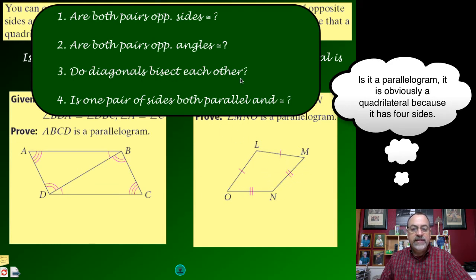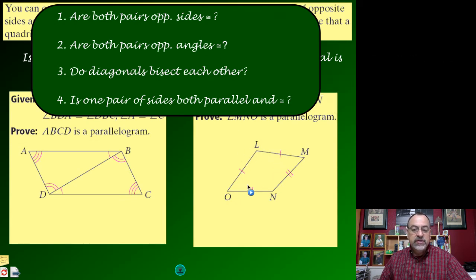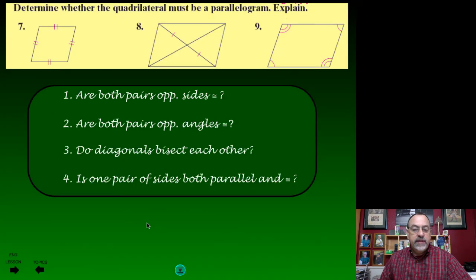Do the diagonals bisect each other? Well, diagonals aren't drawn, and if I draw them, I don't know if they cut each other in half or not, so I can't say yes to that. Is one pair of opposite sides both parallel and congruent? Well, those are not congruent. These are not congruent. So the answer to all four of these questions is no, so this figure is not a parallelogram. So let's do a few more examples, and again, really the whole lesson comes down to these four questions. If you know these four questions, then you're in good shape.